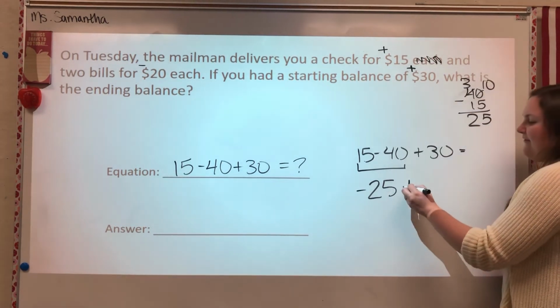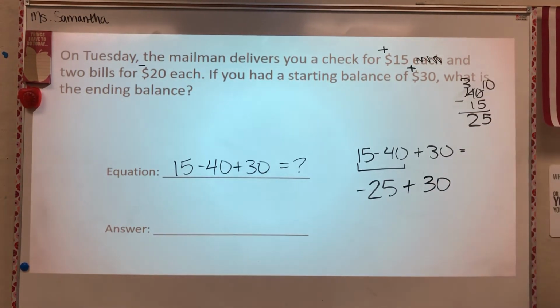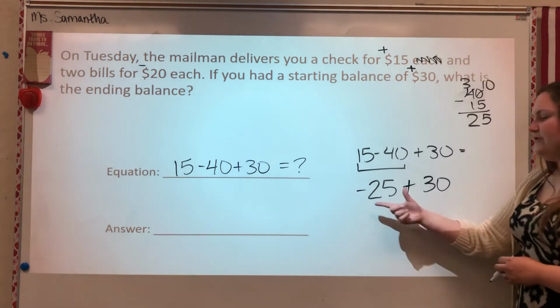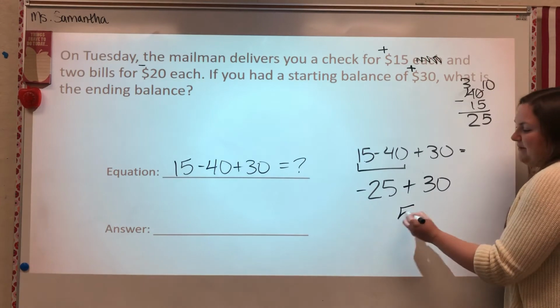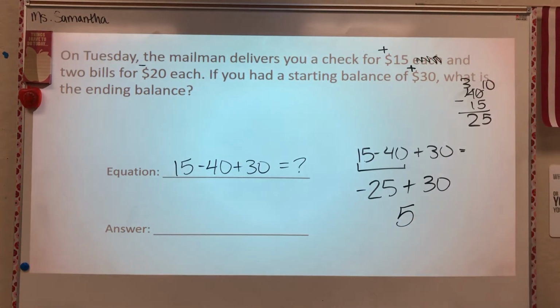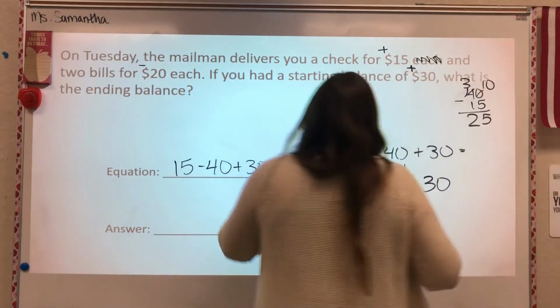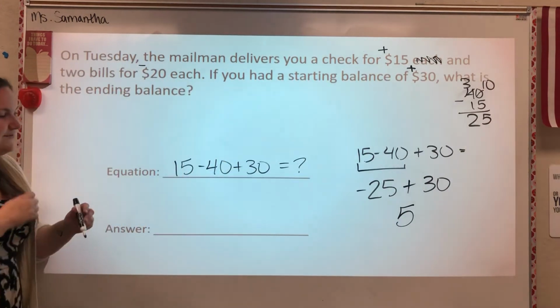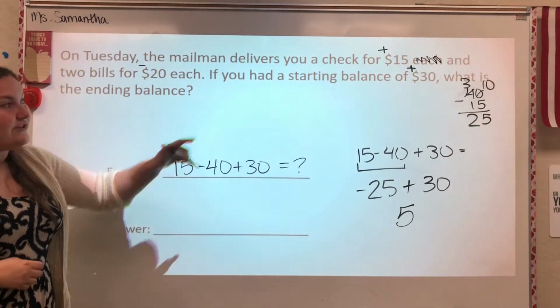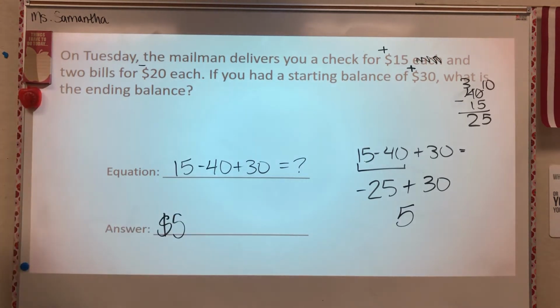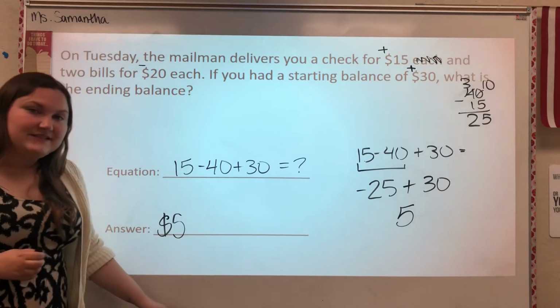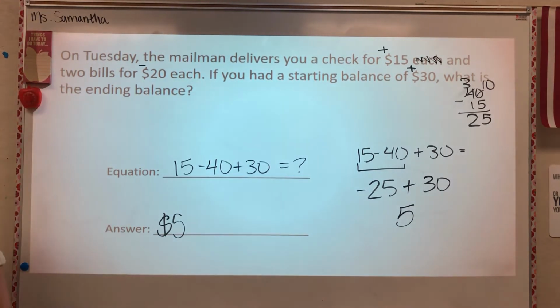So negative 25 plus our 30. When I go to do this last part, again, different signs, we're subtracting, and that leaves me with 5. So the ending balance after you cash your check, you pay your bills, with that money you had, those $30, you are left with $5. Now this is one way I've seen students do this problem before, but there is another way sometimes students bring up in class.